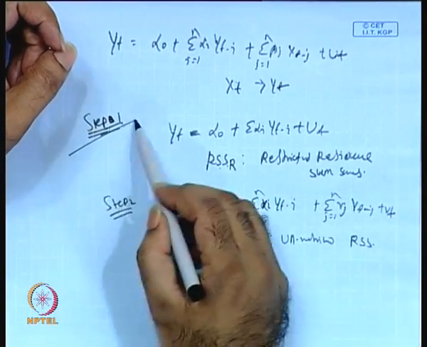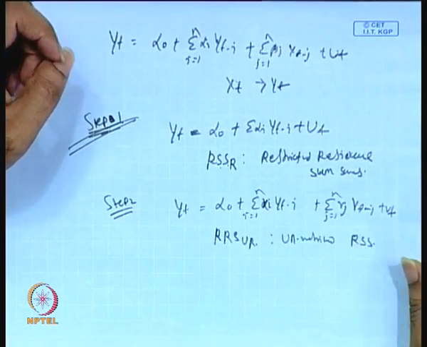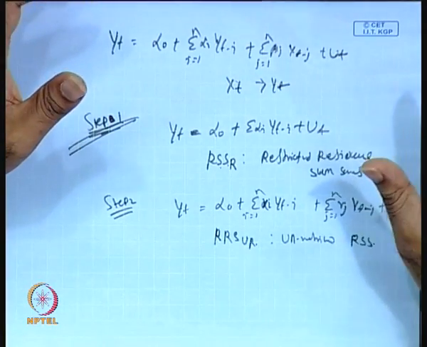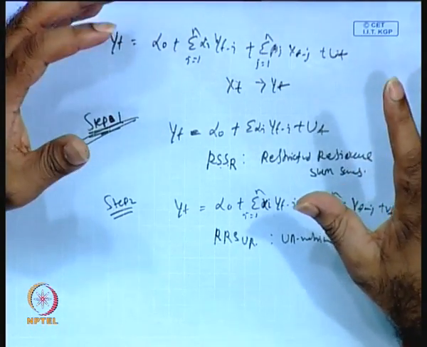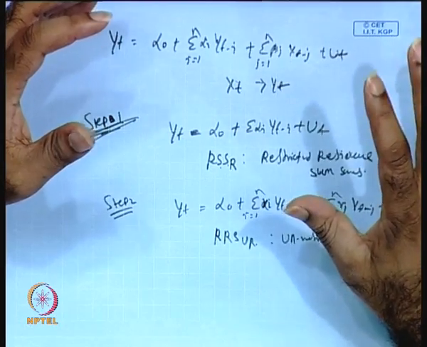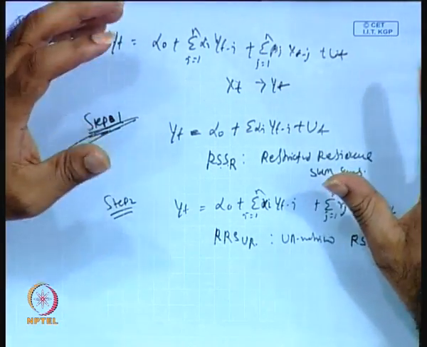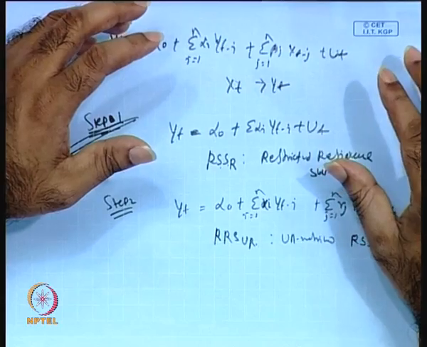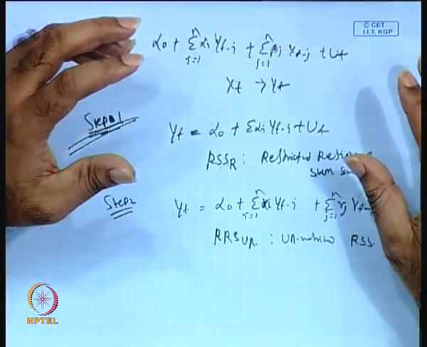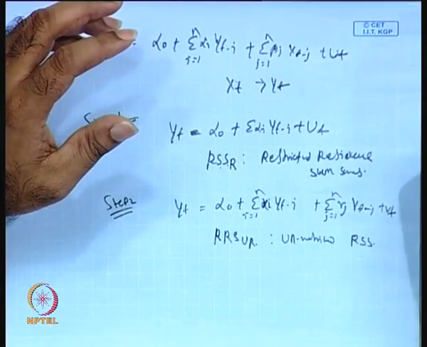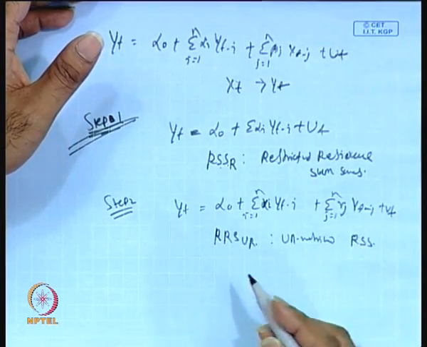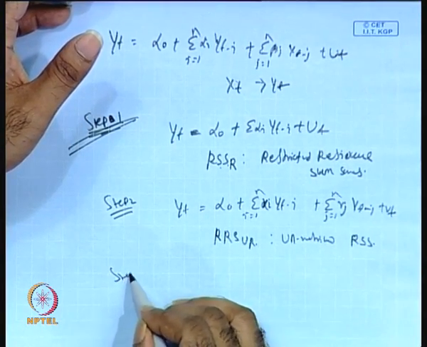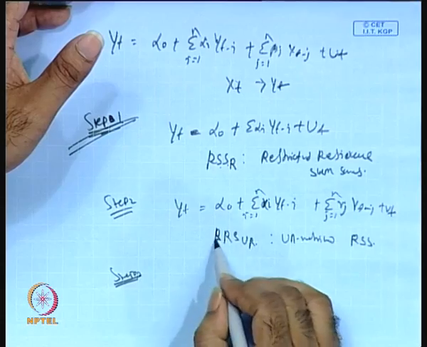So, step 1 is to get the restricted residual sum squares, which is nothing but regressing y_t on y_{t-i} only, obtaining the residual sum squares and calling it the restricted residual sum squares. Then second, you regress the full model, and that residual sum squares is the unrestricted residual sum squares.